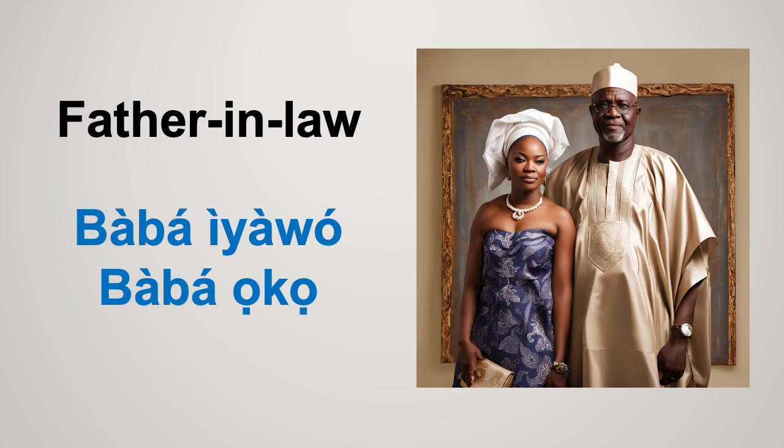Father-in-law, that could be bàbá ìyàwó or bàbá ọkọ. Bàbá ìyàwó means father of my wife, while bàbá ọkọ means father of my husband. Father-in-law can be from your wife's side or your husband's side. So hence it has to be bàbá ìyàwó if it is the father of your wife, or bàbá ọkọ if it's the father of your husband.